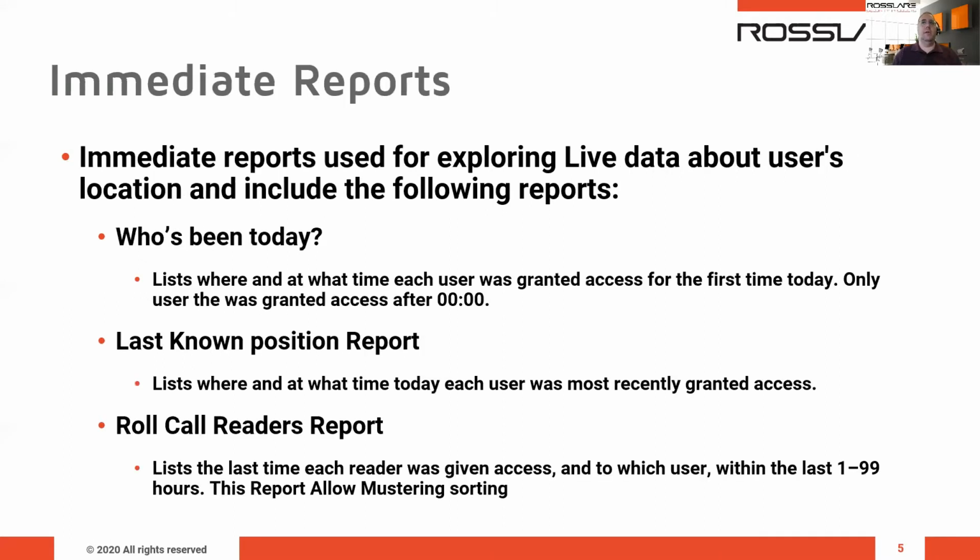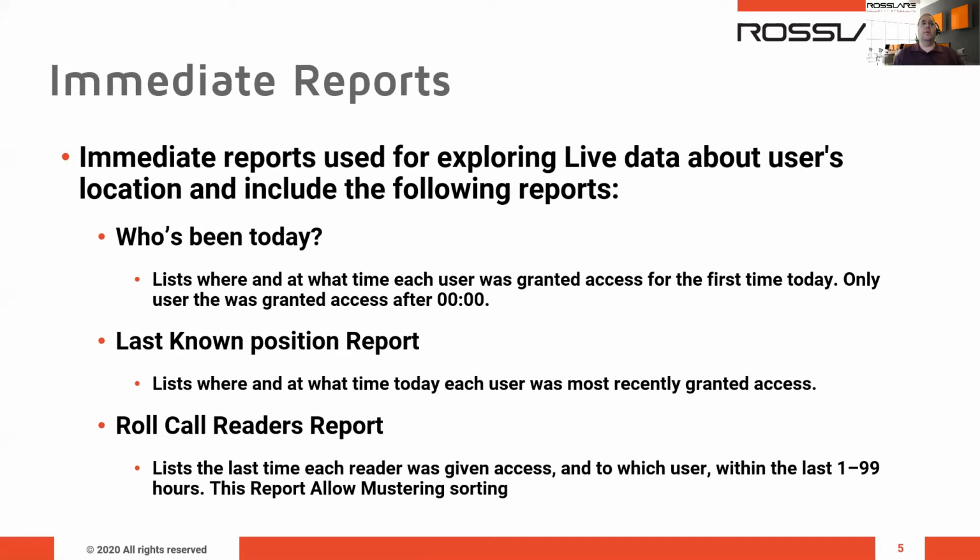Let's review the immediate report. As I said, the immediate report is used for exploring live data about user location and includes the following reports. Who's been today is a list of all the users granted access to the system after midnight. The last known position report lists where and at what time today each user was most recently granted access. So what was the last reader the user swiped his card or used a credential on to gain access.